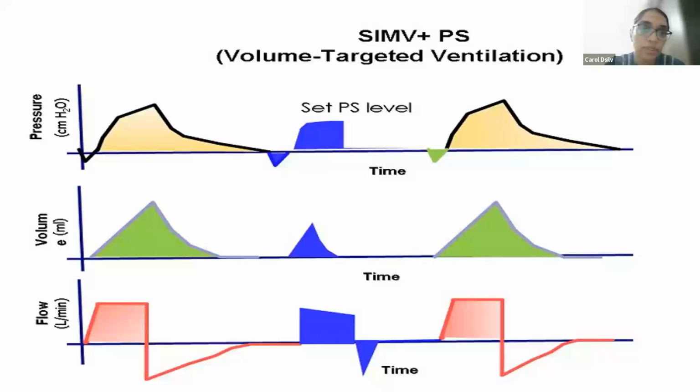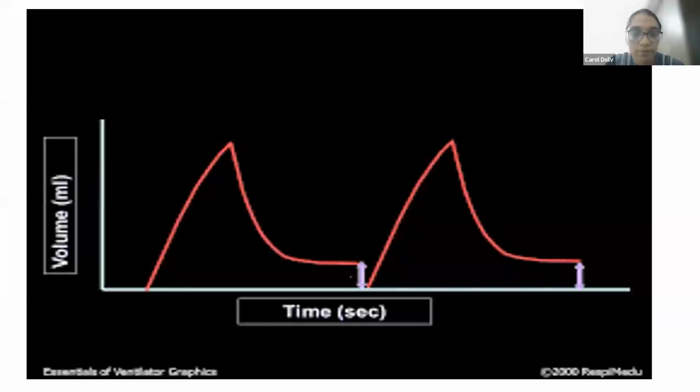So what you're seeing over here, okay? There are ventilator breaths along with spontaneous breaths by the patient. So this is your typical example of SIMV plus pressure support. Okay, so this is a volume time scalar. I want you all to just look at it, and one of you to tell me what is the abnormality you're seeing over here.